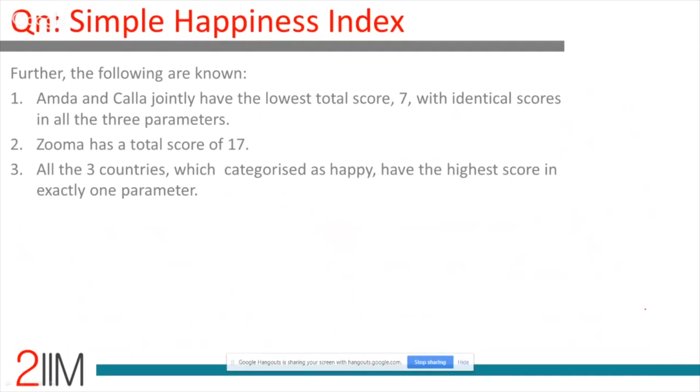Amda and Kala jointly have the lowest total score of 7 with identical scores in all three parameters. I love this last phrase. That's going to simplify life for us. With identical scores in all three parameters. I'm going to jump in and use that.